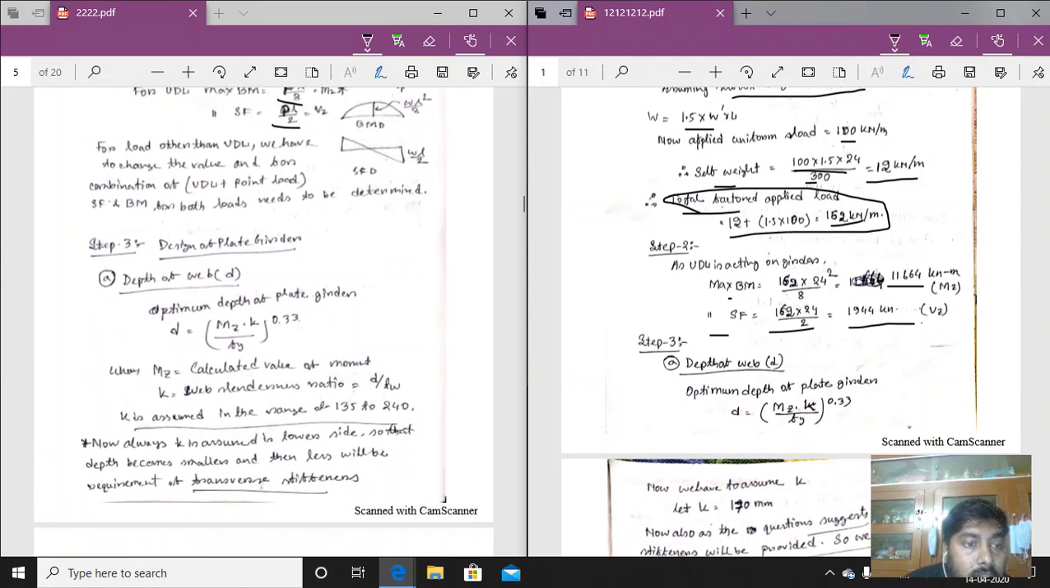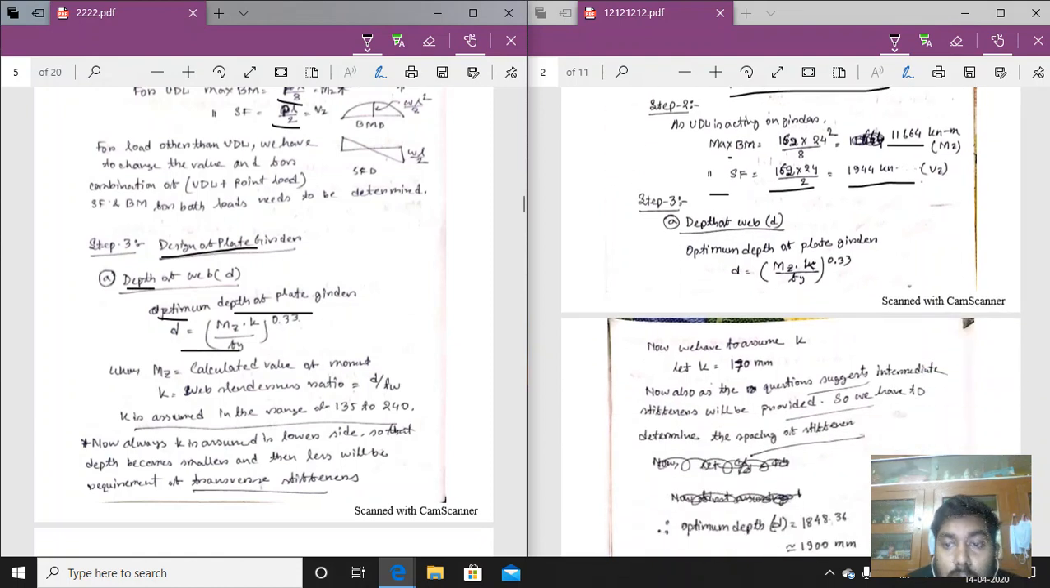First, the design of the plate girder. We are starting with the depth of the web. The optimum depth for the plate girder is given by a formula. Putting in the values, the optimum depth of the plate girder, d, is equal to (Mz times k by fy) raised to the power 0.33.